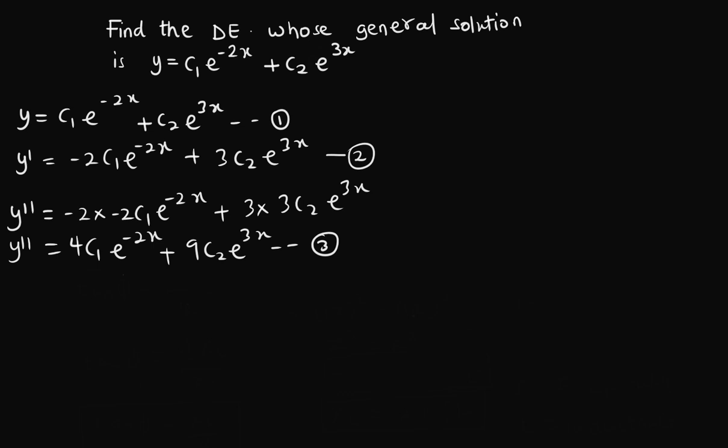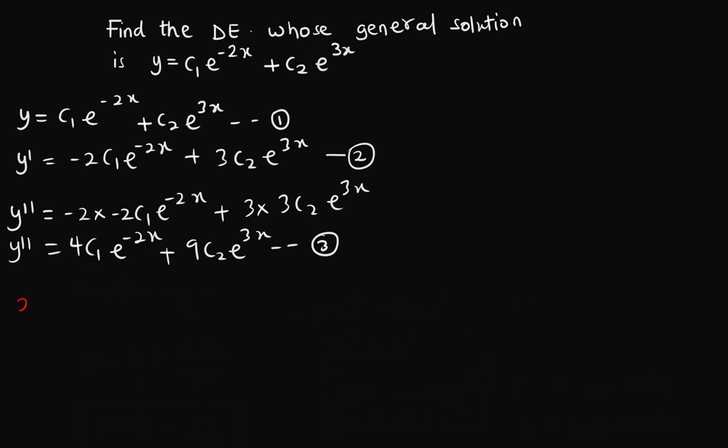So these are the three equations that we have. Now we are going to eliminate the constants. To eliminate the constants, first of all, we are going to focus on constant c1. I'm going to eliminate c1 first, then from there we eliminate the second constant. To eliminate c1, let's look at equation 1 and equation 2. I'm going to multiply equation 1 by 2.